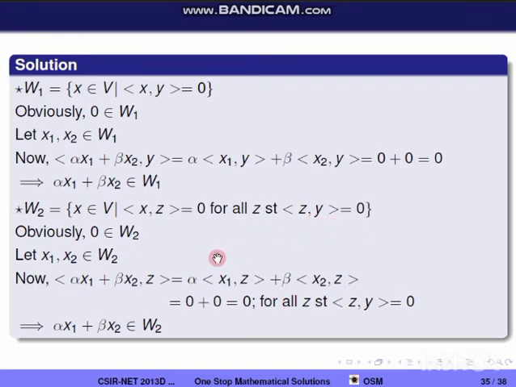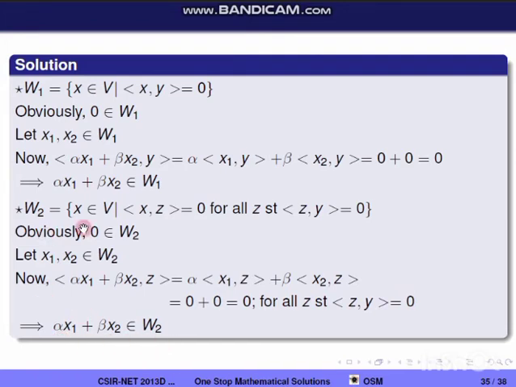We have to show that alpha x1 plus beta x2 is an element of W2. So consider the inner product of alpha x1 plus beta x2 with Z. That is equal to alpha times the inner product of x1 with Z plus beta times the inner product of x2 with Z. We know this value is 0 for all Z such that the inner product of Z and Y is equal to 0. So we are getting this value equal to 0 for all Z such that the inner product of Z and Y is equal to 0. Therefore alpha x1 plus beta x2 belongs to W2.